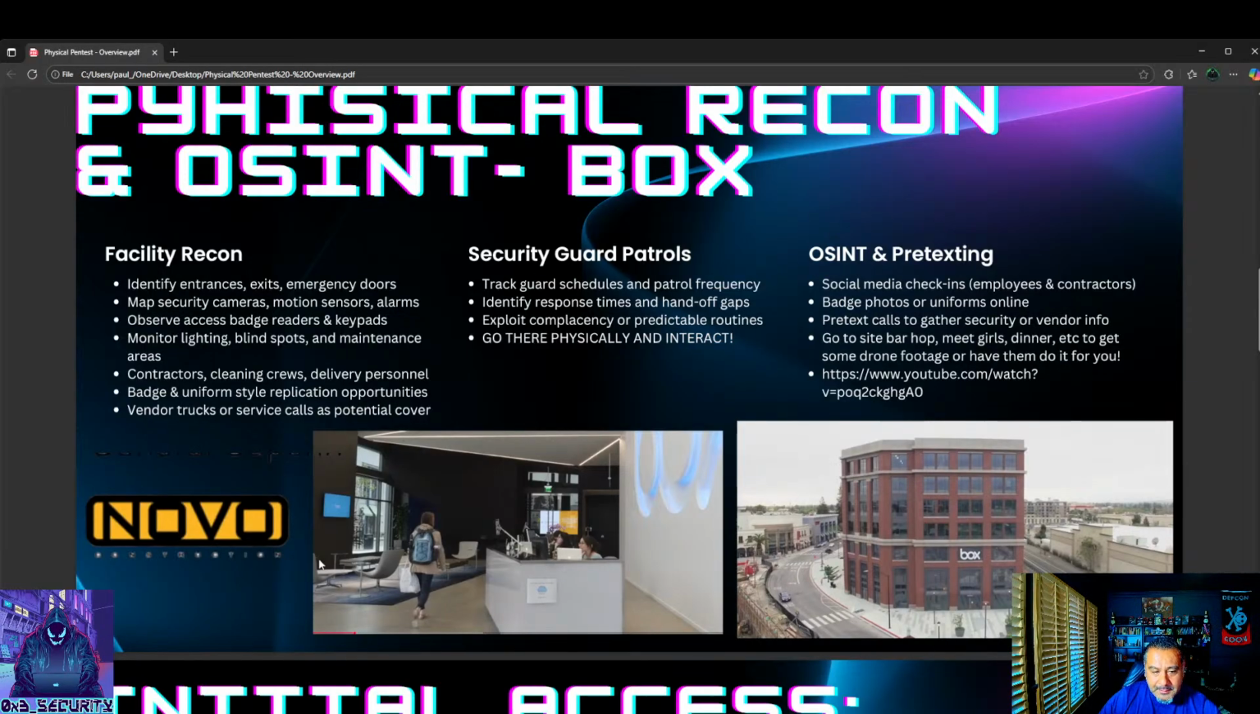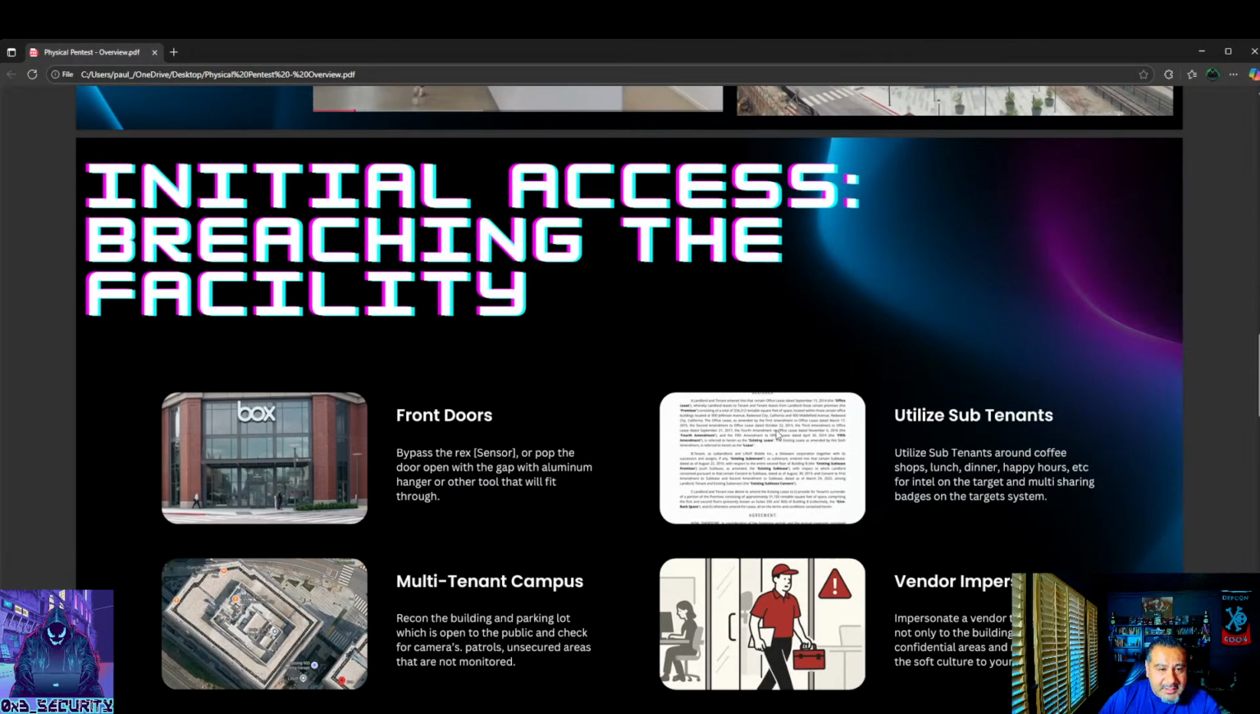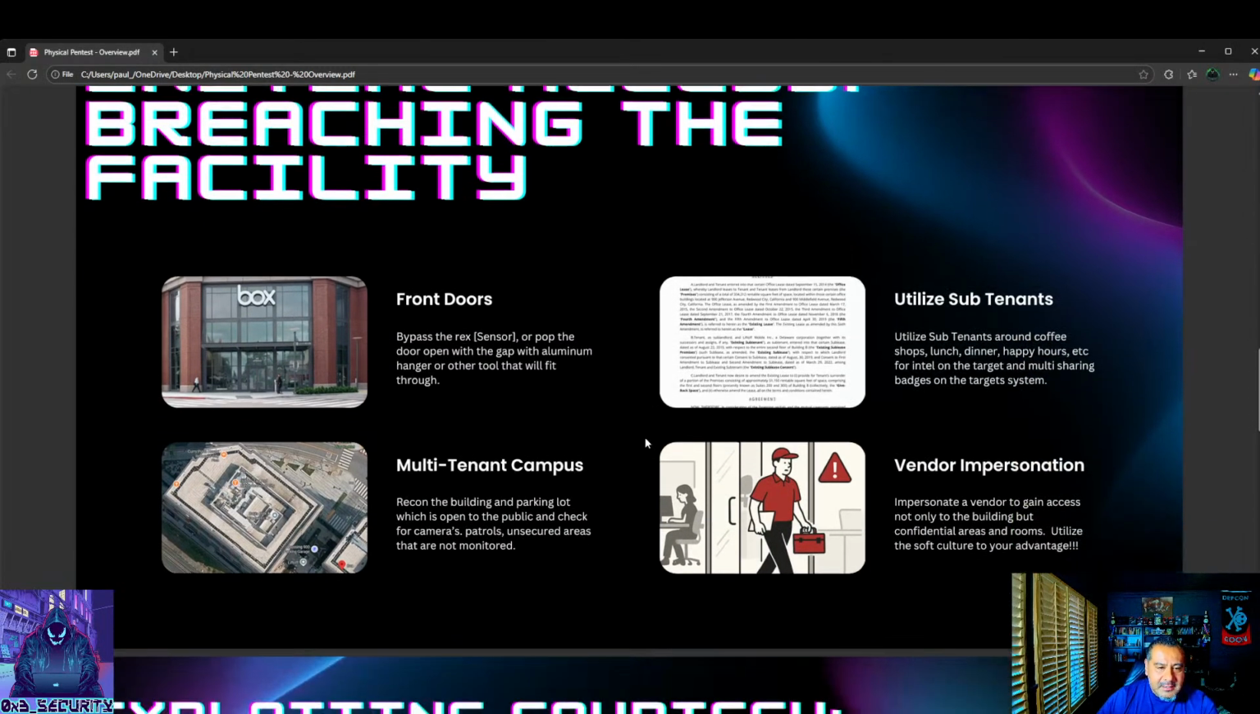And especially walking by, as you can see, it's real window heavy. You could get a good look and glance. And then obviously, like I said, you could go inside and get a good lay of the land that way. So initial access, reaching the facility, front doors.